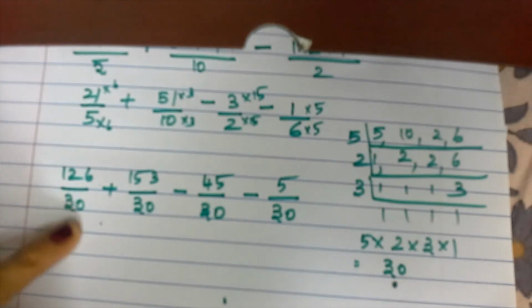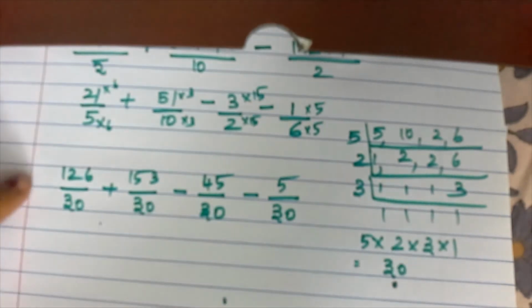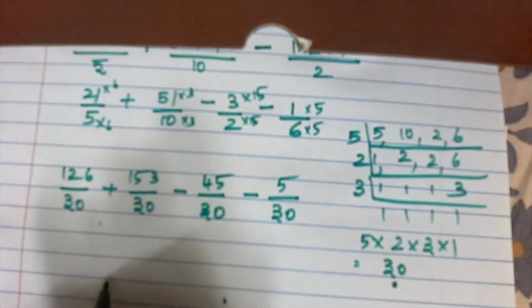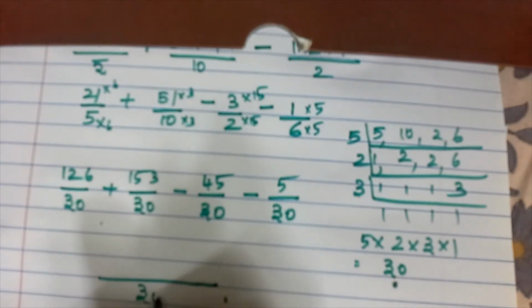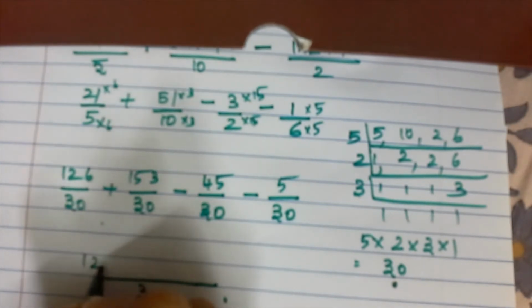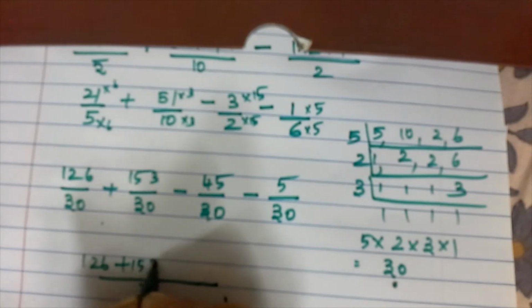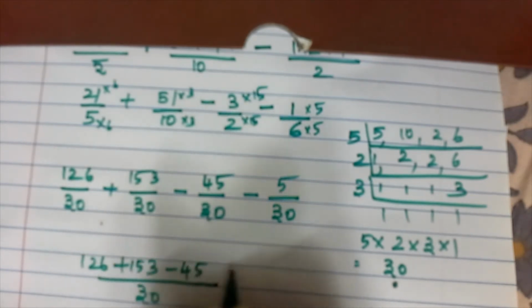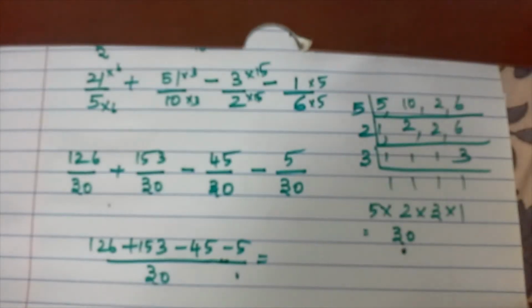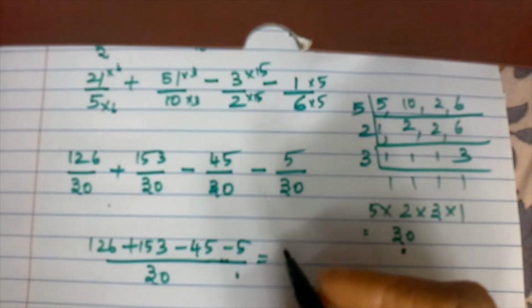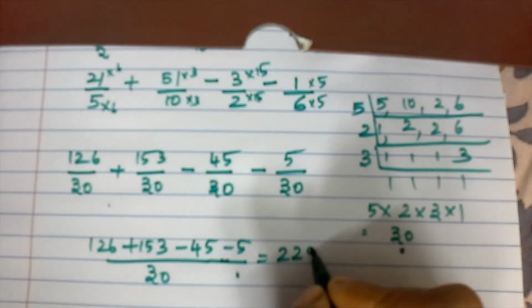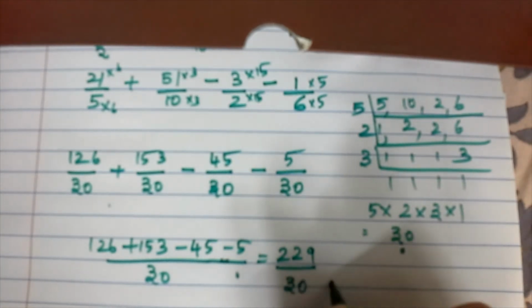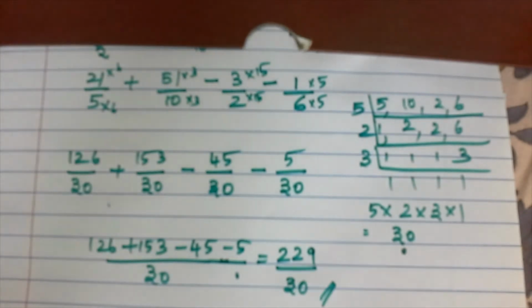Now all my denominators are the same, so I can just add and subtract the numerators. This can be written as 126 plus 153 minus 45 and minus 5, all over 30. Upon solving this, my answer will be 229 by 30. So this is how I have to solve the sum.